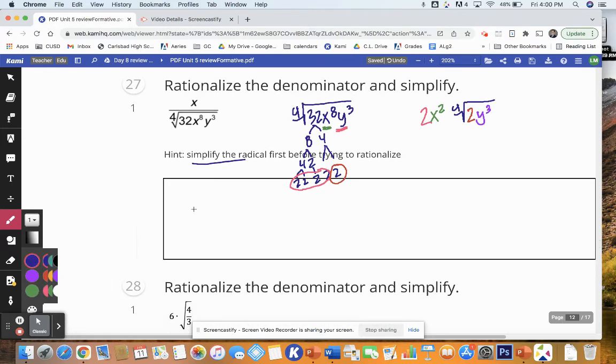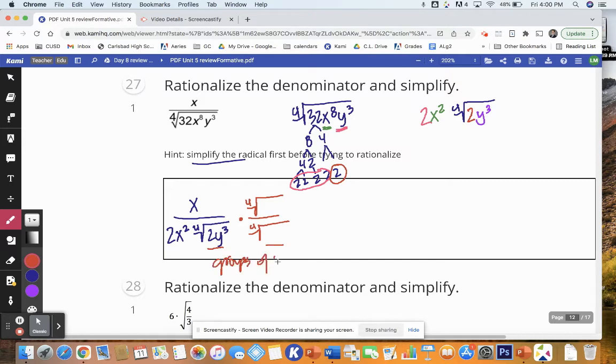All right, so that's step 1. Now I'm left with x over 2x squared times the 4th root of 2 times y to the 3rd. All right, now we're going to rationalize. I'm going to multiply by something on the top and the bottom. Again, we want groups of 4. I have 1, 2. I need 3 more 2's. 2, 2, 2. I'm going to do the same thing on top. 2, 2, 2. I have 3 y's. I need 1 more y.